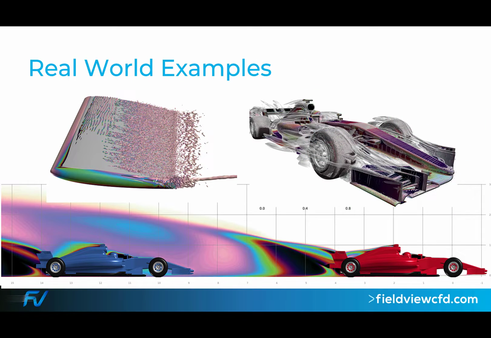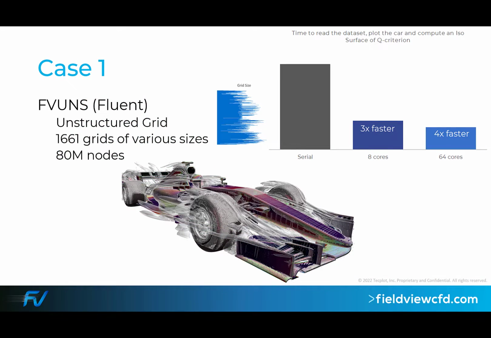Let's walk through some real cases that demonstrate the benefits of MPI parallel. The first case we're going to look at is an unstructured case from Fluent. Here we see a lot of grids of various sizes. For the benchmarking test, the case was read, the geometry of the Formula 1 car was computed, and the ISO surface was computed using the native Q criterion calculation in FieldView. Even though the grids weren't fully balanced, we still see a 3x speedup on 8 cores versus serial, and when we go to 64 cores, we see a 4x speedup. So pretty good performance improvements when taking advantage of MPI parallel.